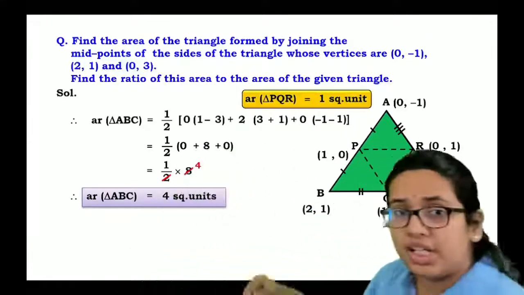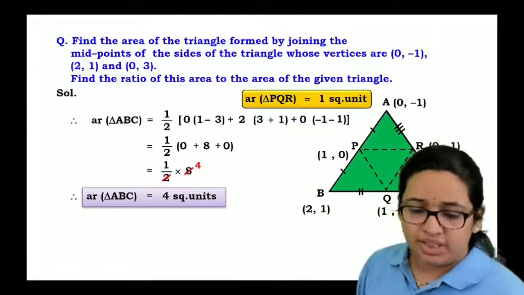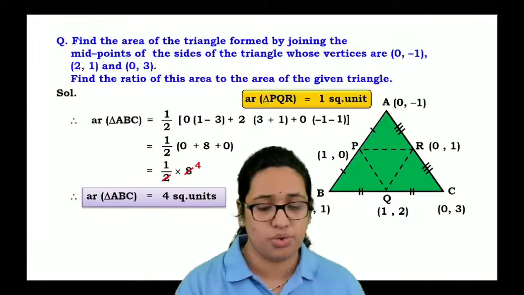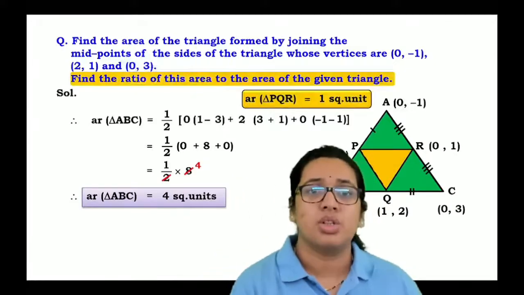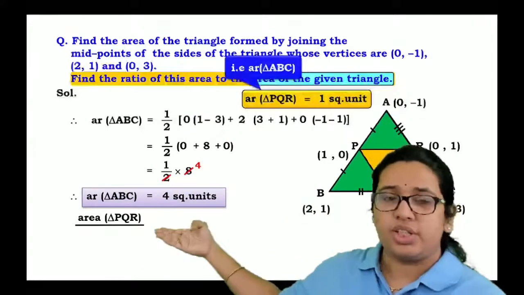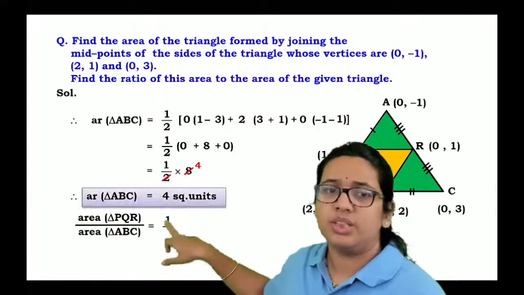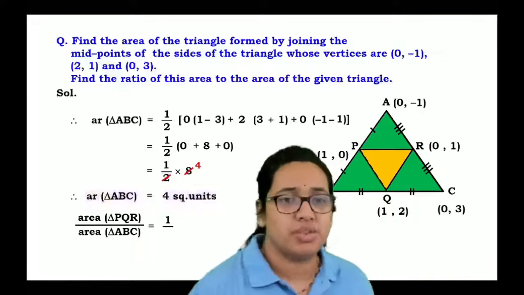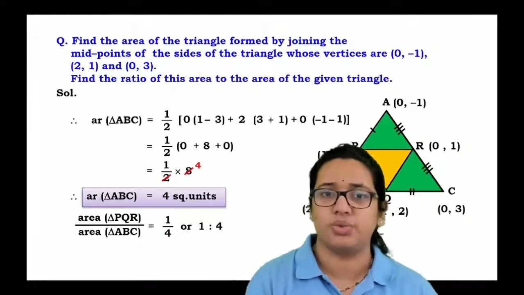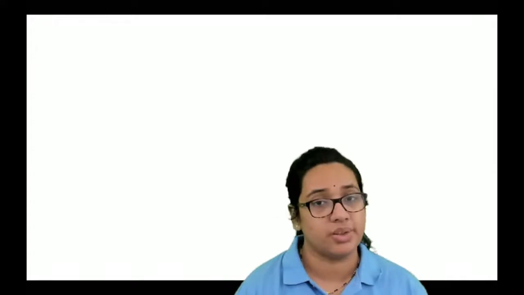So now you have the area of the triangle PQR as well as the area of the triangle ABC. We just have to find the ratio between them. So the ratio of this area to the area of the given triangle, that is the area of the triangle PQR divided by the area of the triangle ABC. PQR आपको मिला था 1. Area of triangle ABC हमने just find out किया, which is nothing but 4. Hence the ratio will be 1:4. I hope you are done with this, right?